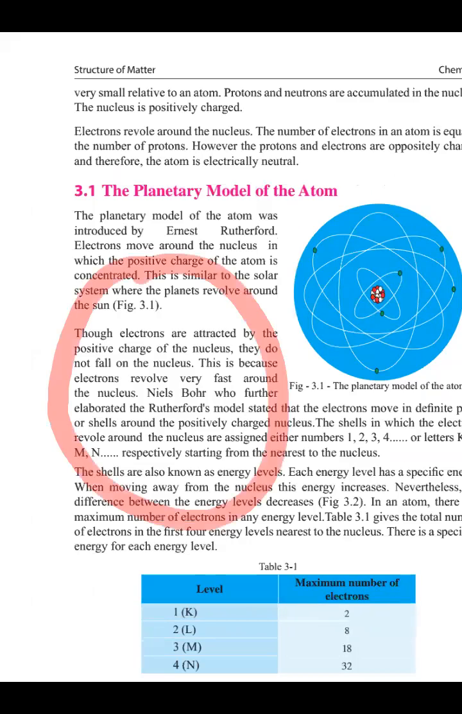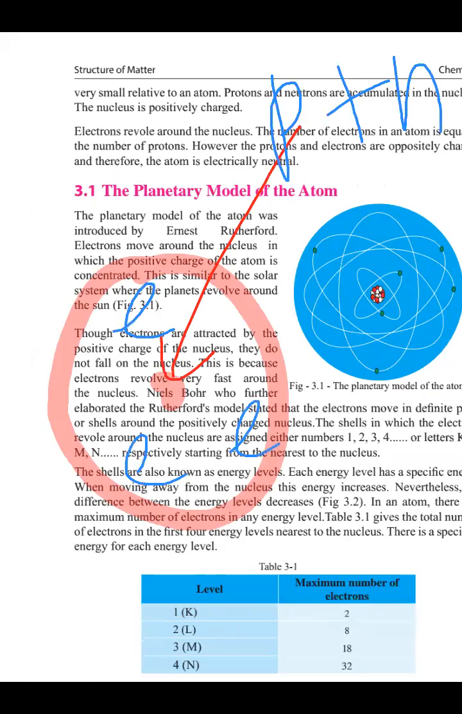This is like the football ground. This is the nucleus. The nucleus contains protons and neutrons. All around there are electrons. The number of electrons is equal to the number of protons. Therefore, the number of positive charges is equal to the number of negative charges. Therefore, the atom is neutral.